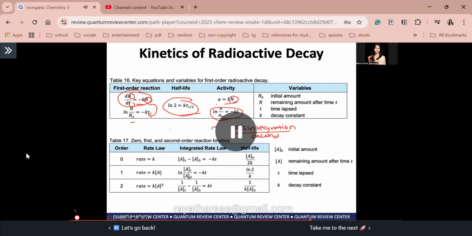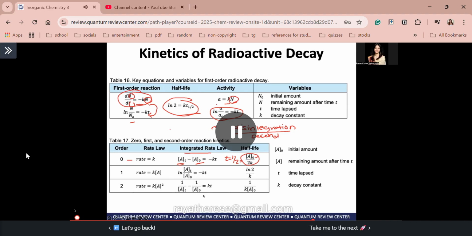So just memorize these general equations, guys. But basically, for zero order, rate is independent of concentration. Then the initial and remaining amounts of the radioactive material present, this A, is solved using the integrated rate law. Lastly, the half-life for a zero-order reaction is directly proportional to concentration. Ganyan, okay? And then so on and so forth for the first order and second order.